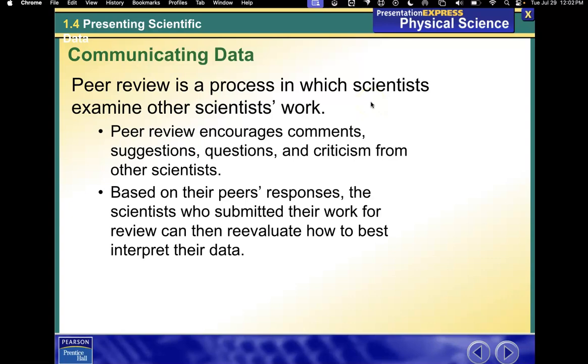Peer review is a process in which scientists examine other scientists' work. Peer review encourages comments, suggestions, questions, and criticism from other scientists. Based on their peers' responses, the scientists who submitted their work for review can then reevaluate how to best interpret their data.